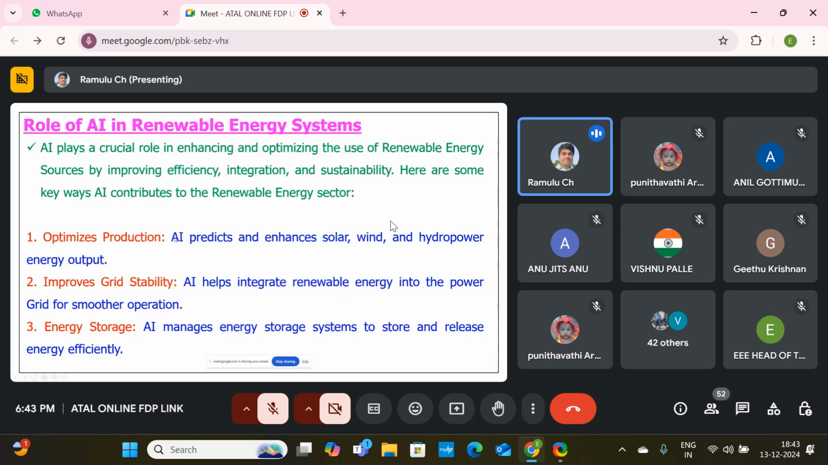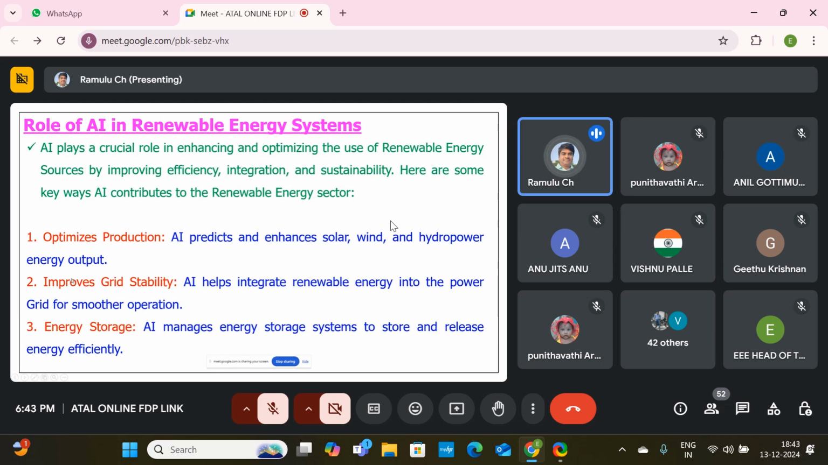For that, AI predicts and enhances solar. So it predicts the weather. It takes the data minute to minute, or every fraction of a second it collects the data, and according to that, it is going to change the operation, and it is going to produce better output at that particular moment. So the AI predicts and enhances solar, wind and hydropower energy output. This is the one thing.